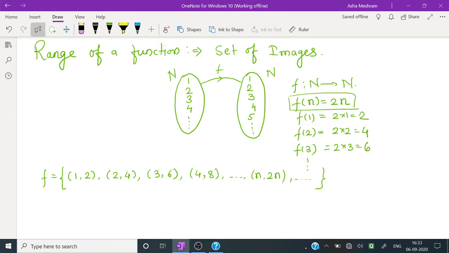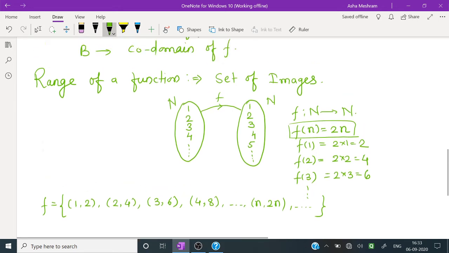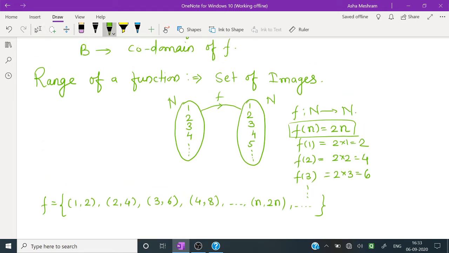So here, using this set, I pair this element. So 1 is paired with 2, 2 is paired with 4, 3 is paired with 6. I write here 6. And 4 will be paired with 8 and so on. Means it is taking all the elements which are multiples of 2.